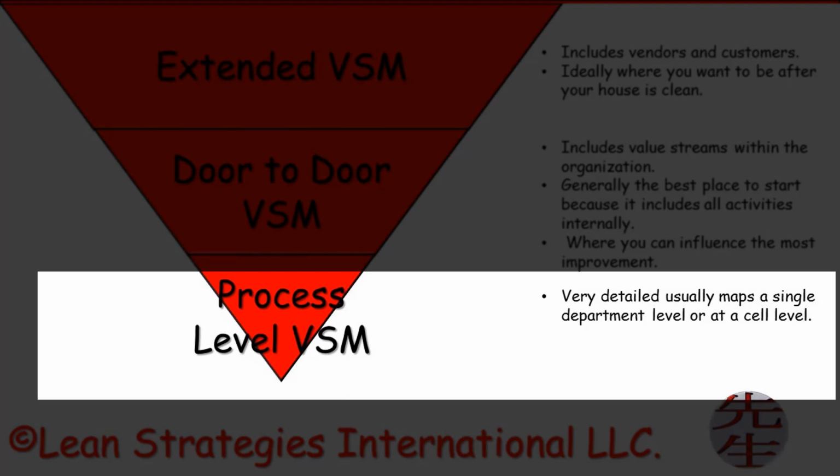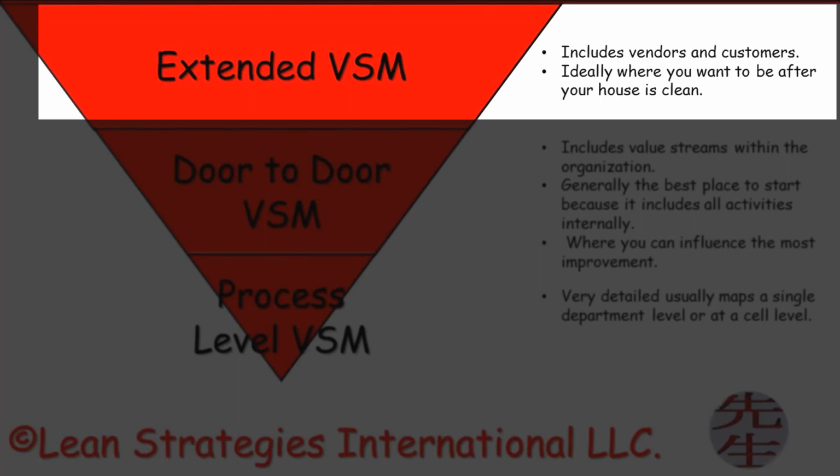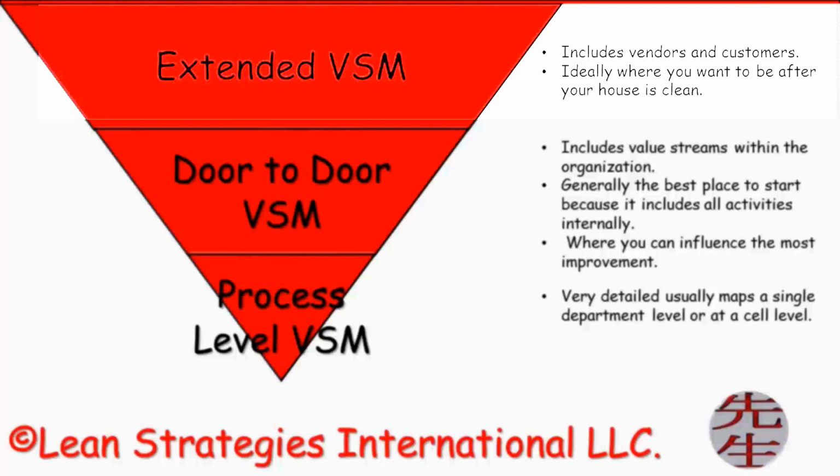The process level map is a subset of our next map, which is referred to as the door-to-door value stream map. The door-to-door value stream is typically where we begin mapping because this map includes all of the activities that take place from the initial customer order all the way through our organization to shipping, which gives us more influence on the process we are mapping. If we wanted to include our vendors or customers, we would need to use another type of map called the extended value stream map.